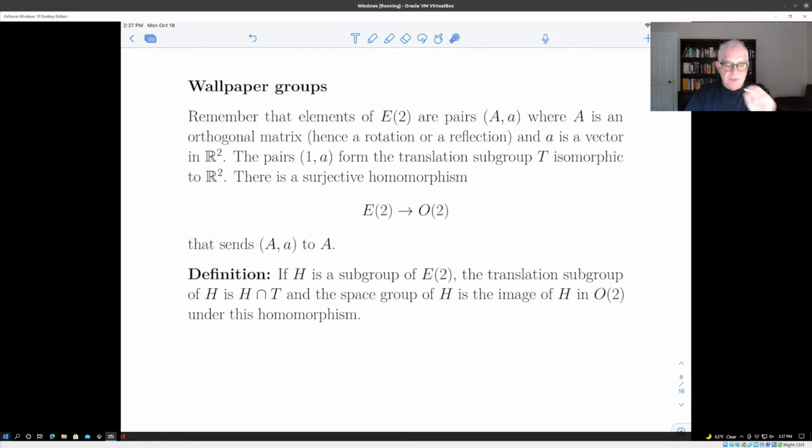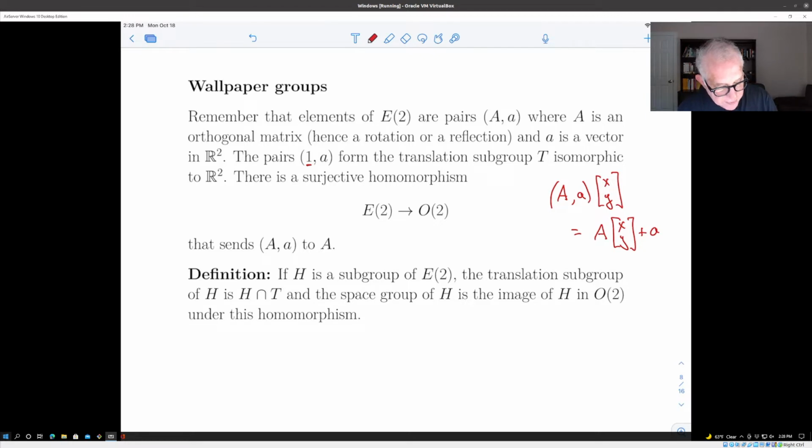And the action of these symmetries: if you have a symmetry (A, a) and you apply it to a vector (x, y), what you do is you multiply the vector (x, y) by A, and then you shift it by the little vector a. So it's a mixture of rotations and reflections and translations. And this group has a subgroup consisting of translations. Those are all the elements where the matrix is the identity.